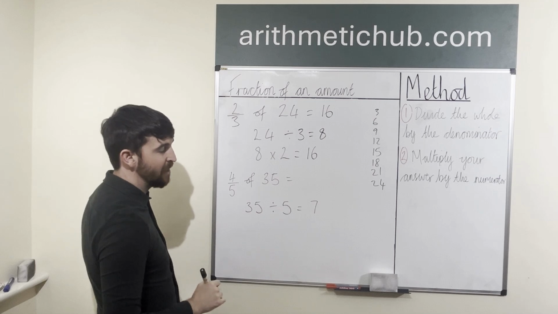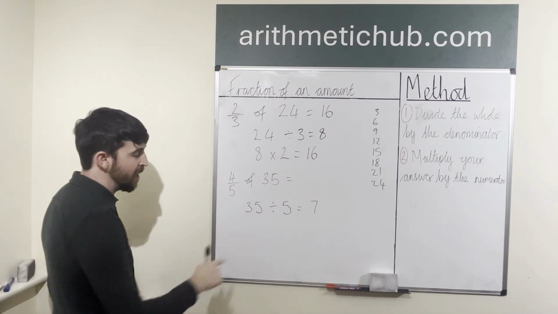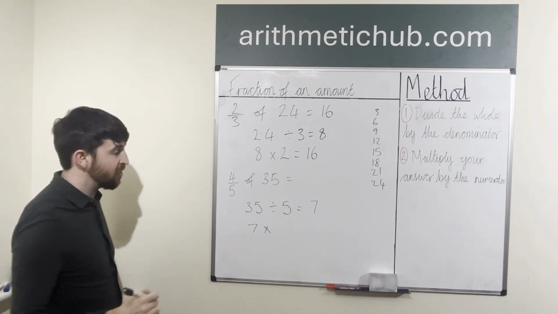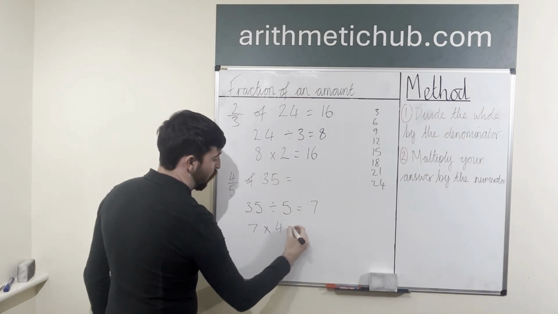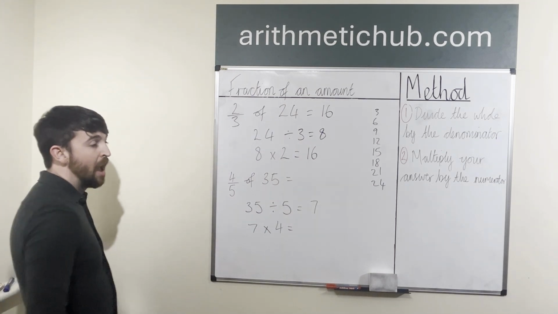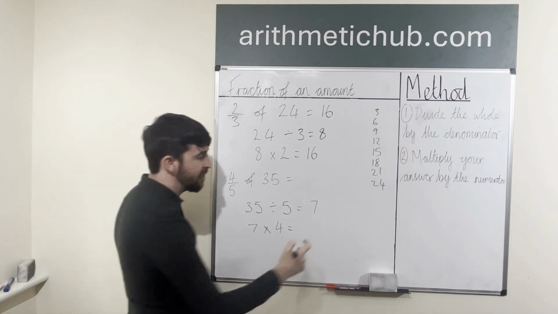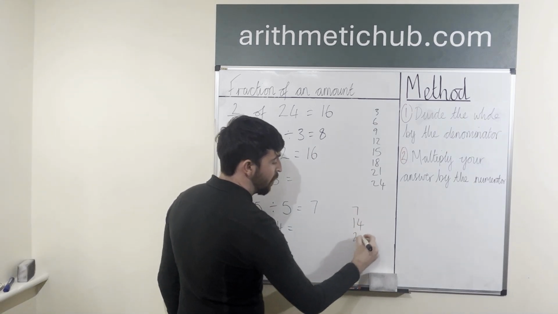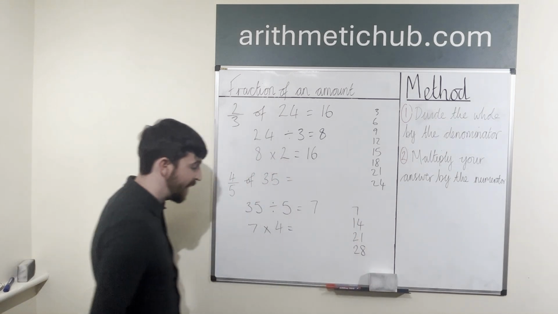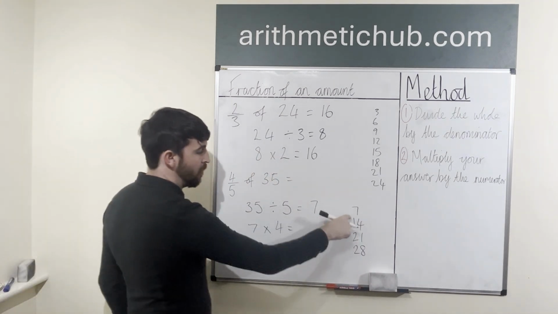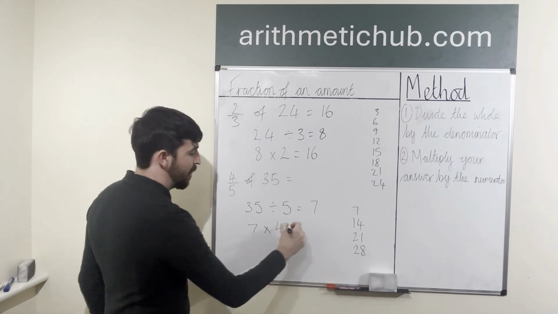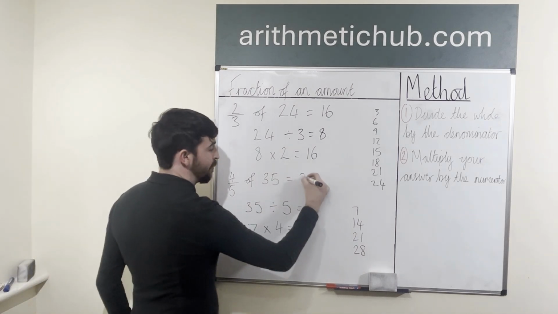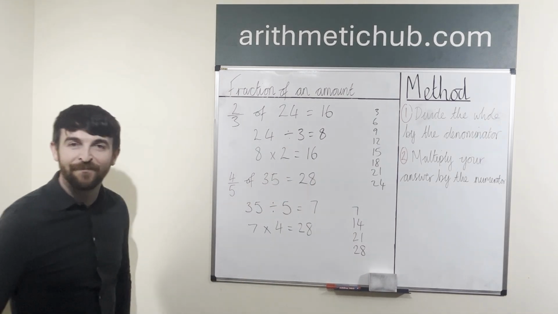Second part of the method says I need to multiply my answer by the numerator. My answer was 7, and I'm going to multiply it by the numerator. The numerator is the top part of the fraction, which is 4. So now I've got 7 times 4. Now I might not be that confident in my 7 times table, so maybe this time I'm going to write my 7s out. 7, 14, 21, 28. 7 times 4, 1, 2, 3, 4. 7 times 4 is going to give me 28. So 4/5 of 35 is going to give me an answer of 28.